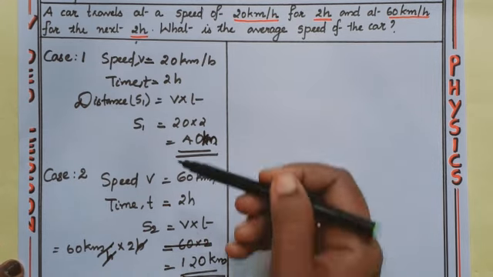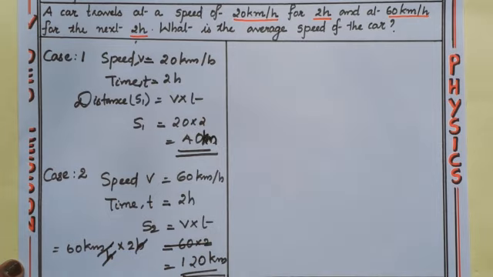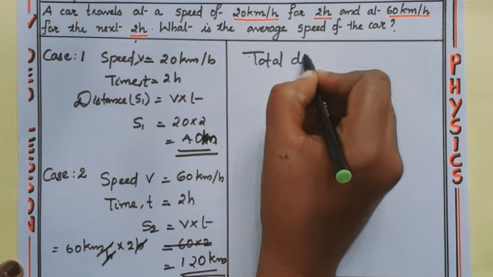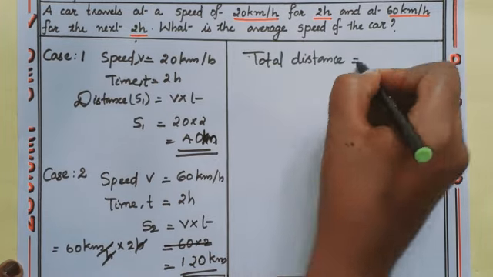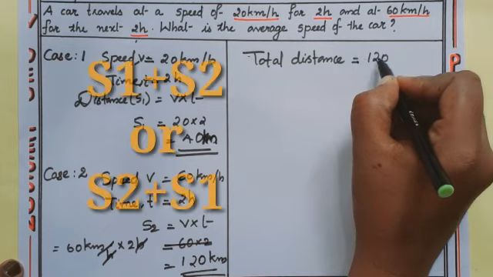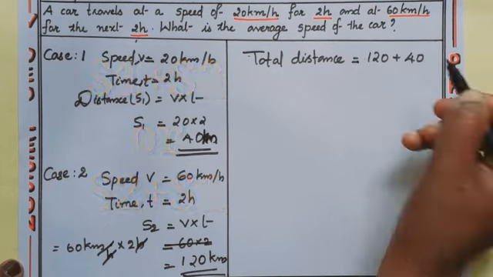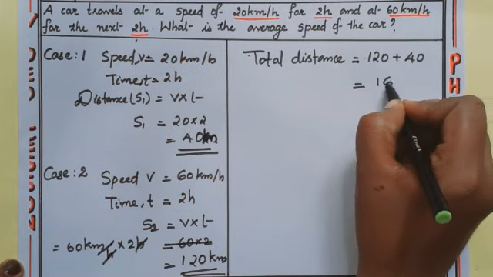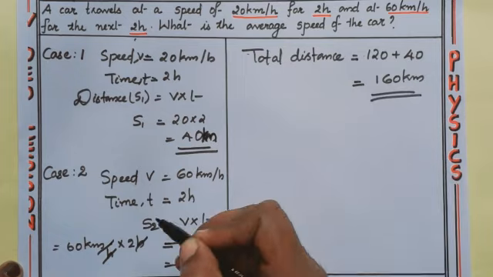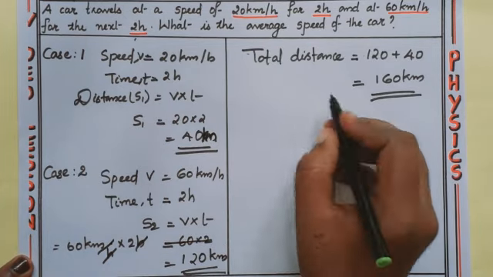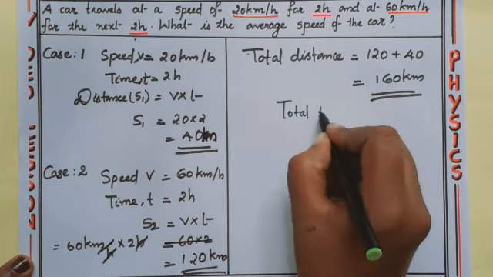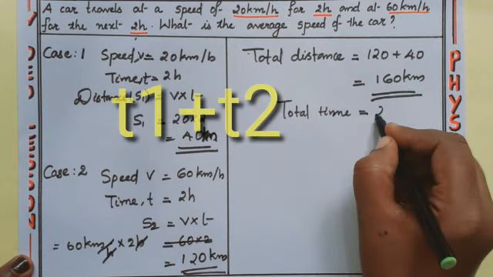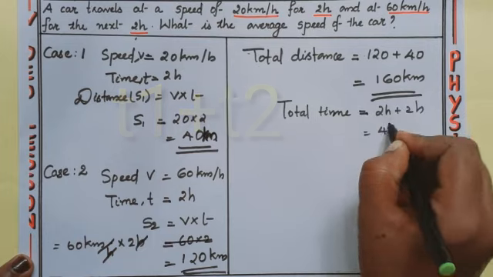Then we have the distances covered by the car. Total distance is equal to 120 plus 40, that is 160 kilometer. Total time is given separately: 2 hours plus 2 hours, that is 4 hours.